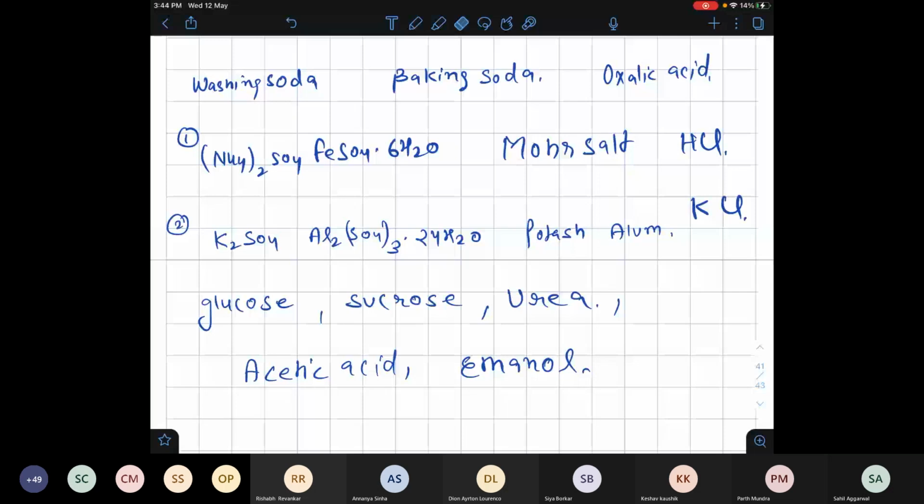Hydrated oxalic acid is this. ये भी रखना. This will be required. और कुछ आएगा तो I'll tell you, and that also we'll keep at the last page. All of you have copied this.